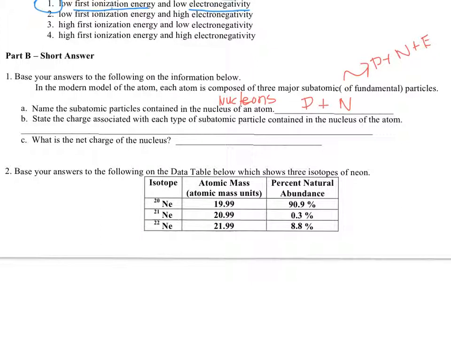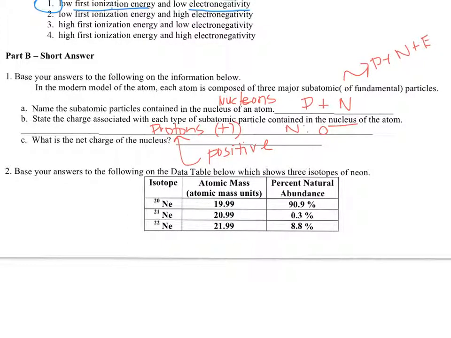State the charge associated with each subatomic particle contained in the nucleus. Protons are positive 1, and the neutrons have a 0 charge. What is the net charge of the nucleus? It is positive, and this is because of the protons that are in it.